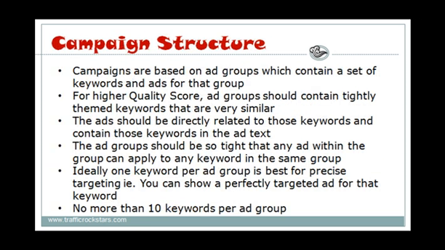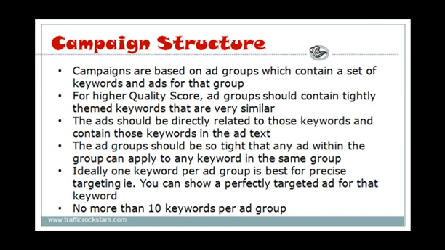So let's take a look at how you should structure your campaigns for better quality score. Campaigns are based on ad groups, which contain a set of keywords and ads within that group. For higher quality score, your ad groups should contain tightly themed keywords that are very similar to each other, and the ads should be directly related to those keywords and contain the keywords in the ad text, even in the display URL, particularly in the headline.